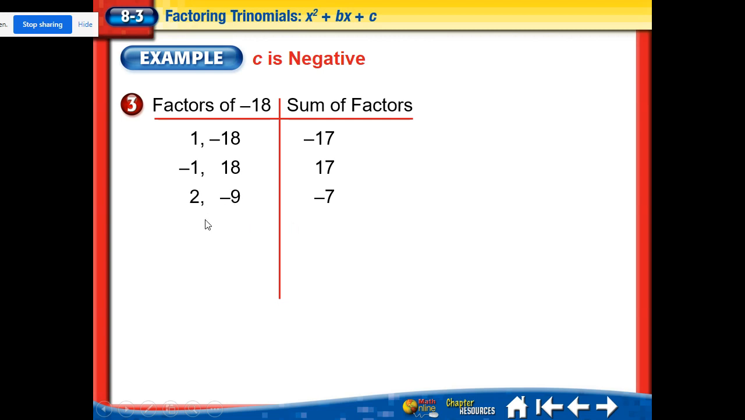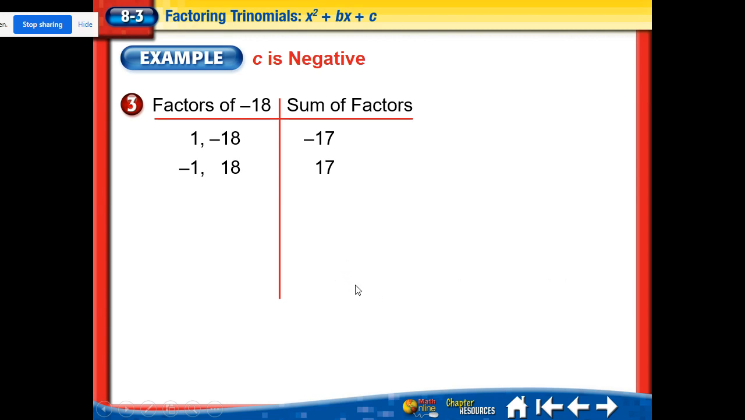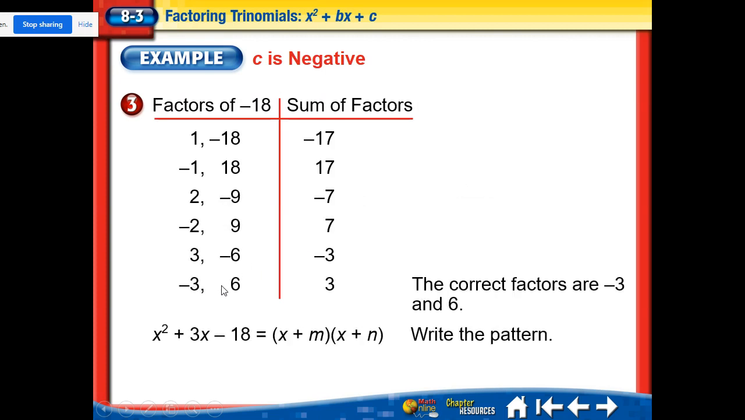So then I try 2. Well, that's closer. I would also try negative 2 to get the positive value. Then I'd try 3. Does 3 go into 18? Yes, it does, 6 times, and there's my negative 3. But we wanted positive 3, right? Yeah, going back, we wanted positive 3. So we have to try that other combination, negative 3 and 6. And so we write x minus 3 and x plus 6.